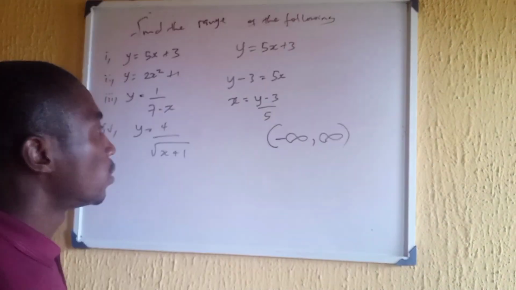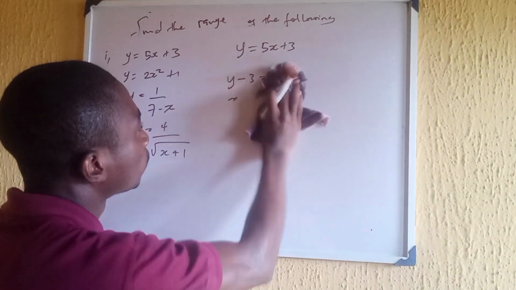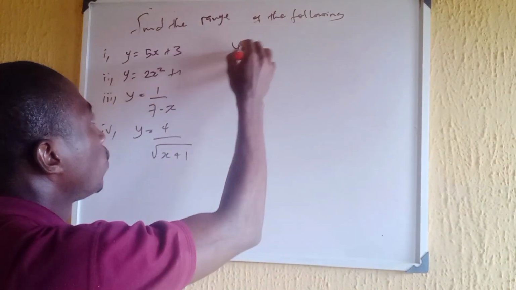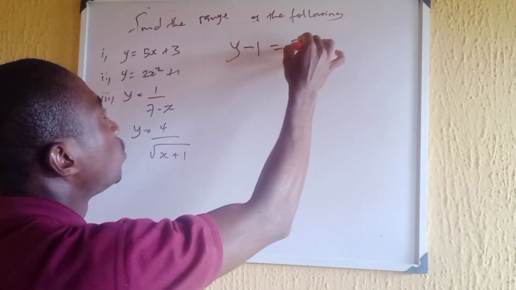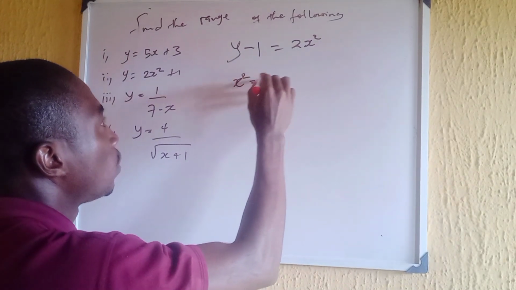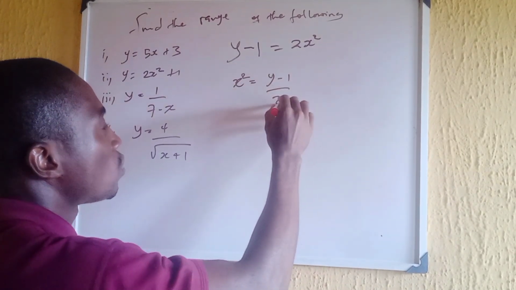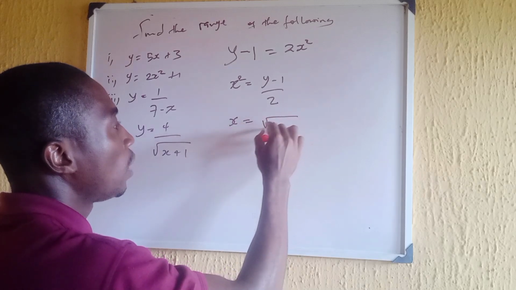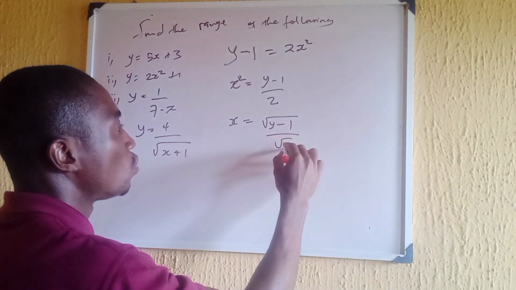Let's take the second one. y equal to 2x squared plus 1. Let's make x the subject of the formula. We'll be having y minus 1 equal to 2x squared, meaning that x squared is equal to (y minus 1) over 2, implying that x is equal to root (y minus 1) over root 2.